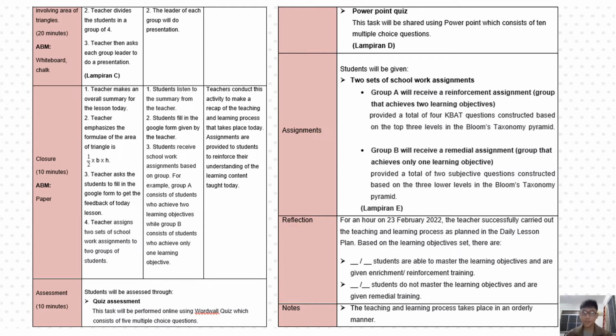Okay. So, now let's move on to the reflection part. On 23 February 2022, the teacher successfully carried out the teaching and learning process as planned in the daily lesson plan. Based on the learning objective set, there is how many students are able to master the learning objective, and then how many students do not master the learning objective. For the notes, the teaching and learning process takes place in an orderly manner.